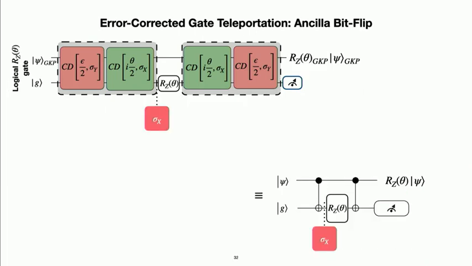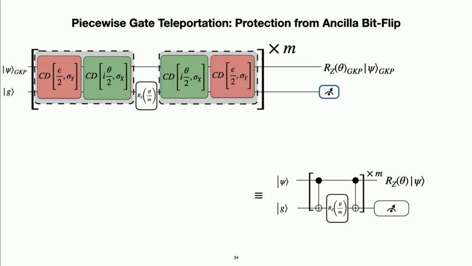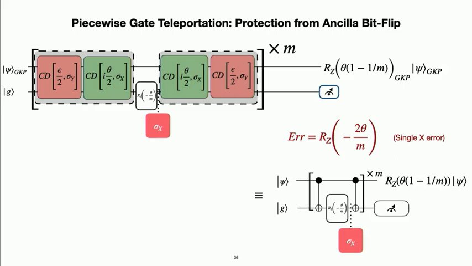So essentially, if you have a sigma x error, that commutes through to give a minus theta gate instead of theta gate. And that gives you a minus 2 theta rotation error. If I were to break this circuit down into m pieces, and I'm allowed to do so because my top qubit is being corrected during this gate teleportation, then in a single x error instance, I would transfer only an error of minus 2 theta over m instead.